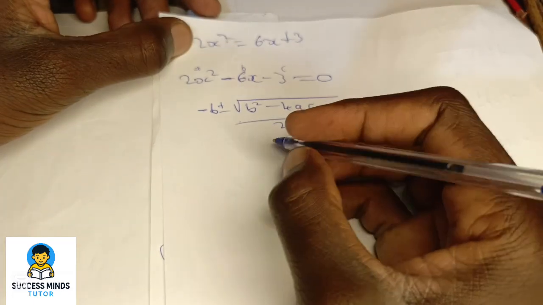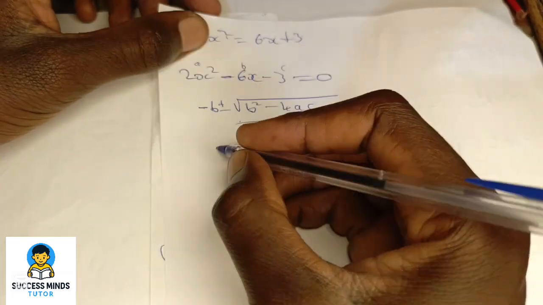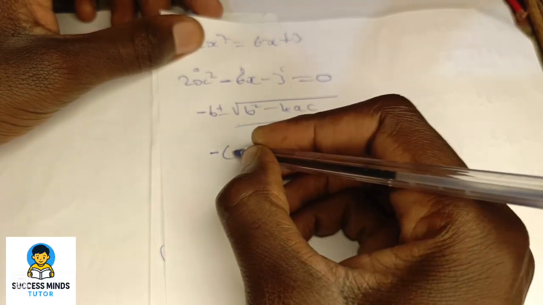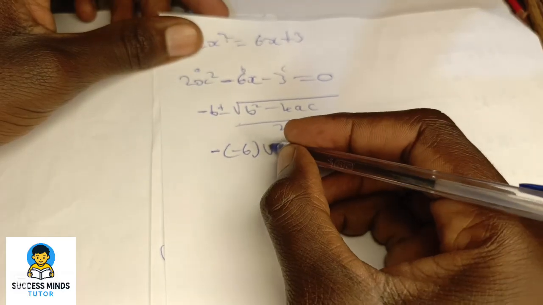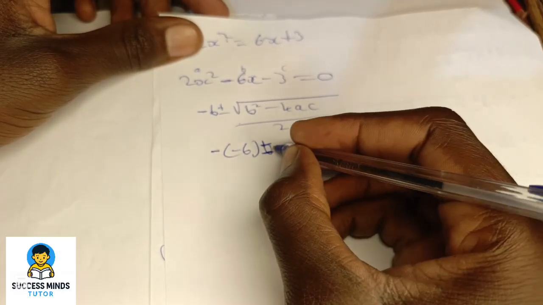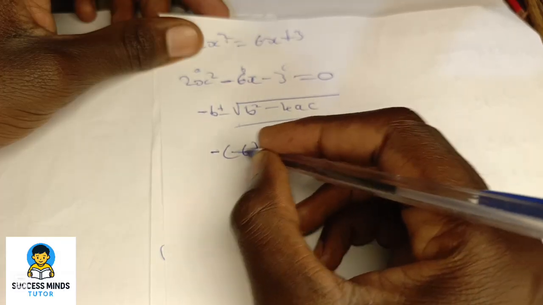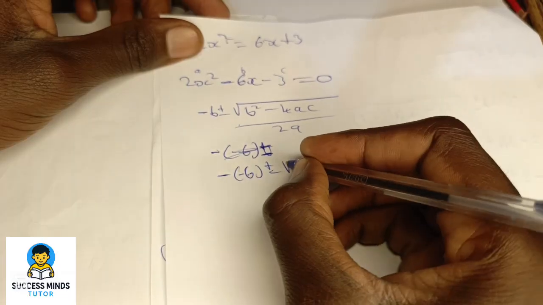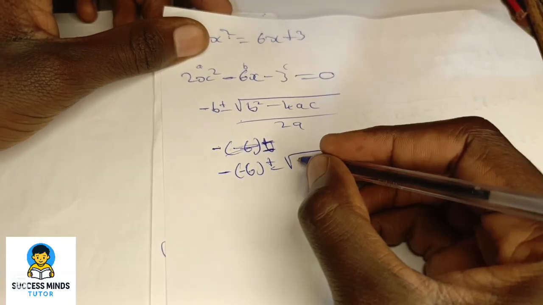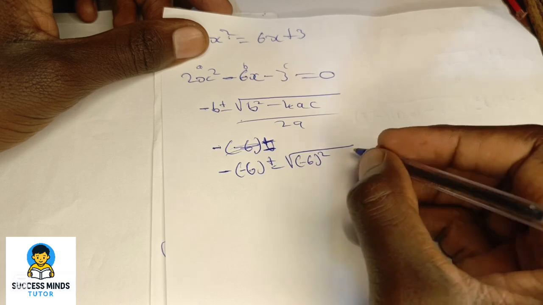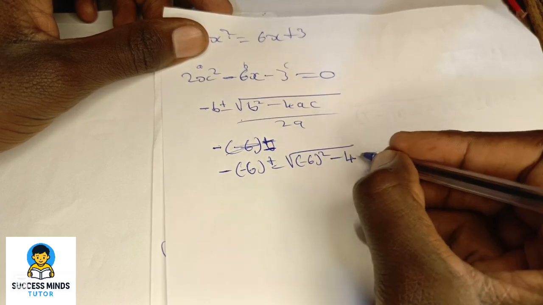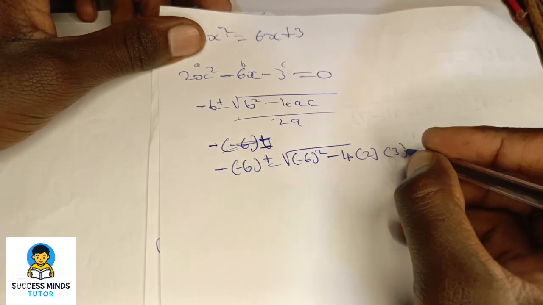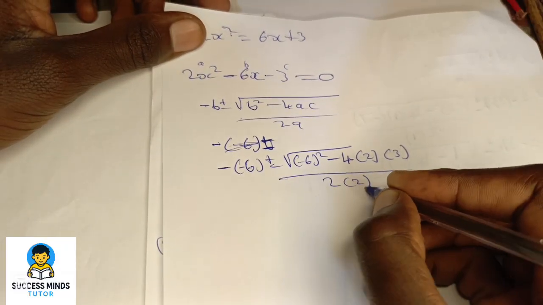So what is our B? Our B is negative 6. So we have negative, open bracket, negative 6, close, plus or minus, then we square root. Then we have open bracket, negative 6 squared minus 4. What is our A? Our A is 2. What is our C? Our C is negative 3. Then we say over 2 times 2.